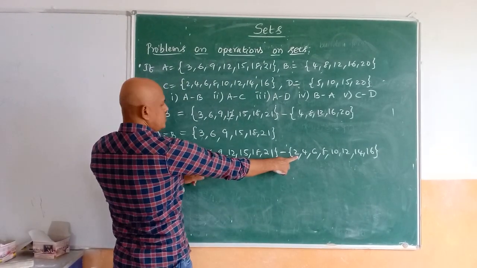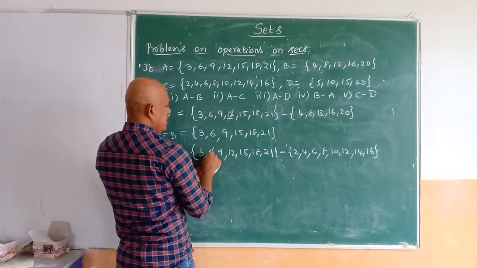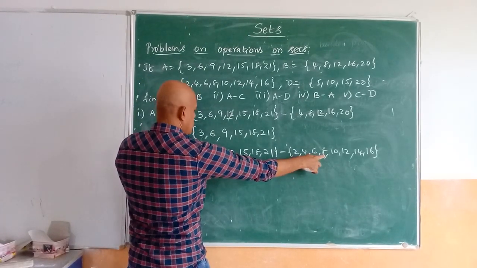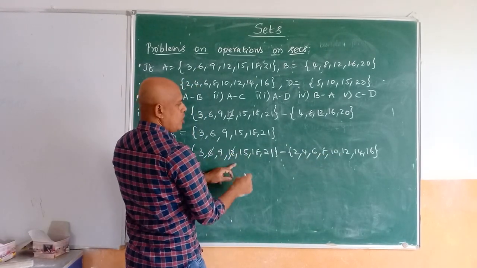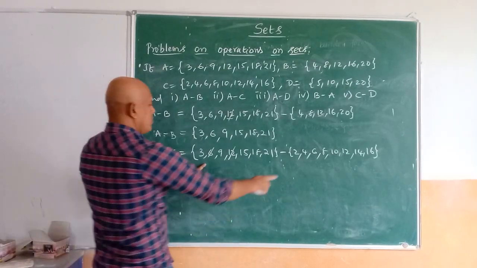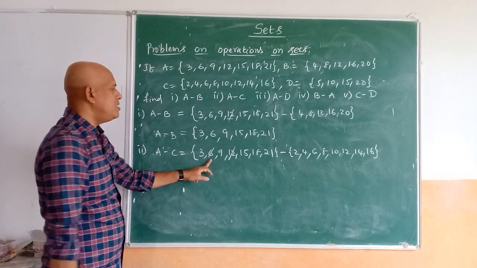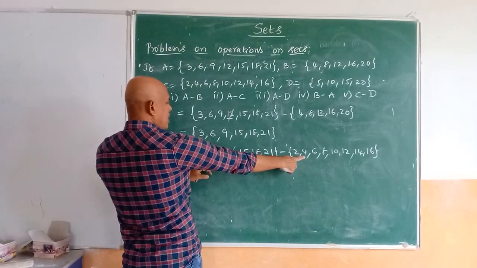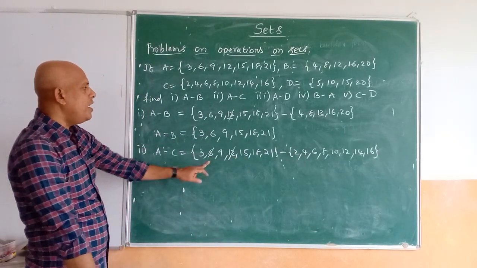So 2, there is no 2. 4, there is no 4. 6, yes, there is a 6. 6 is the common element. Next, no 8. Next 10, no 10. 12, yes, 12 is common. No 14 and no 16. So what are the common elements here? 6 and 12 are the common elements. There is no 2, no 4, no 8, no 10, no 14 and no 16.